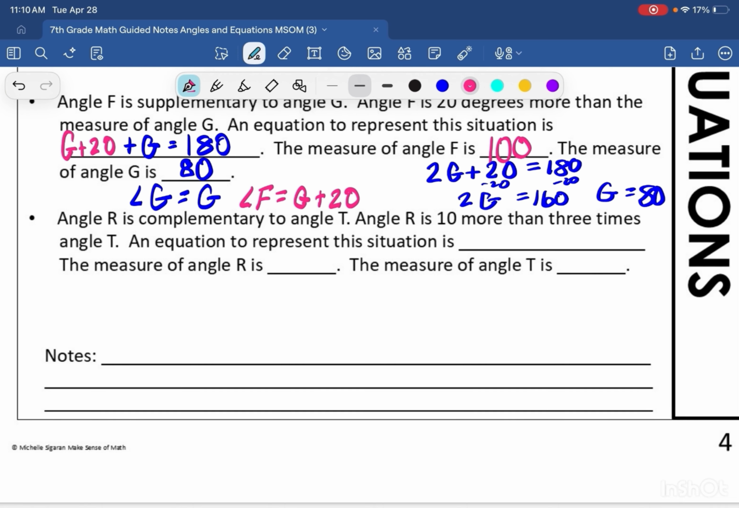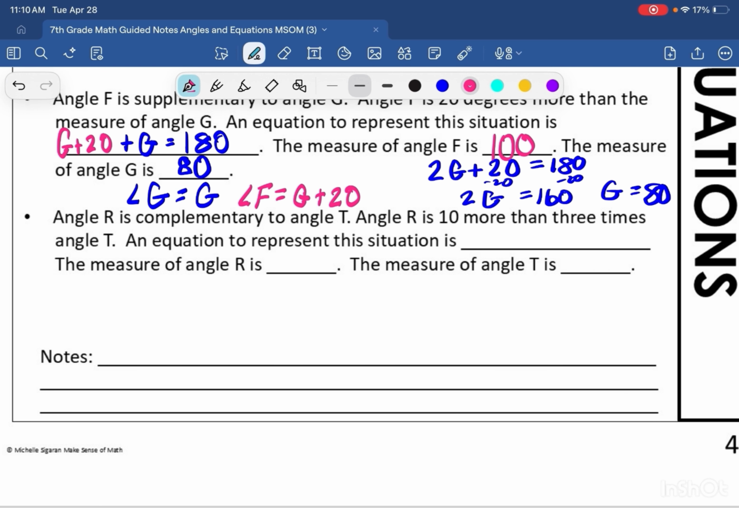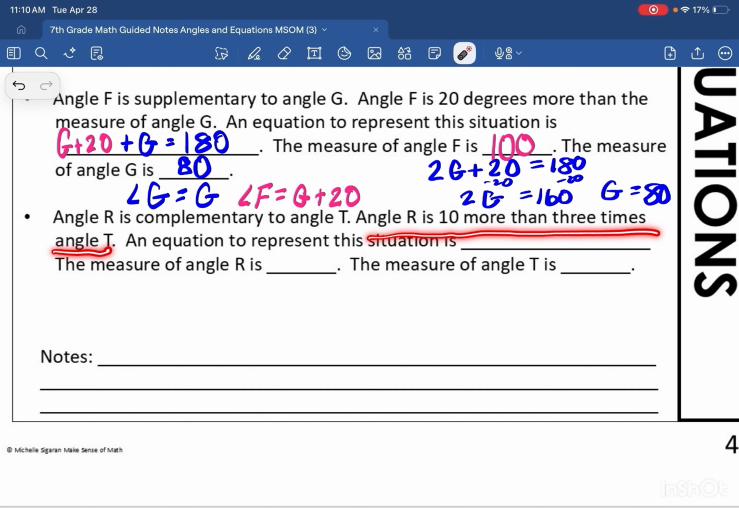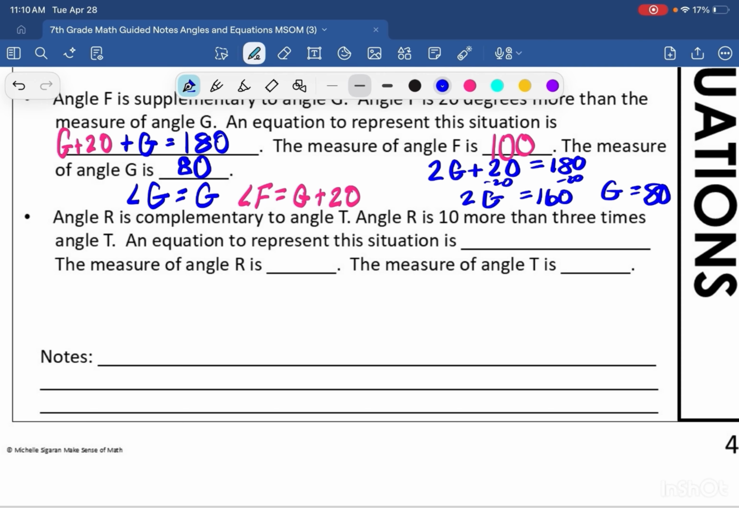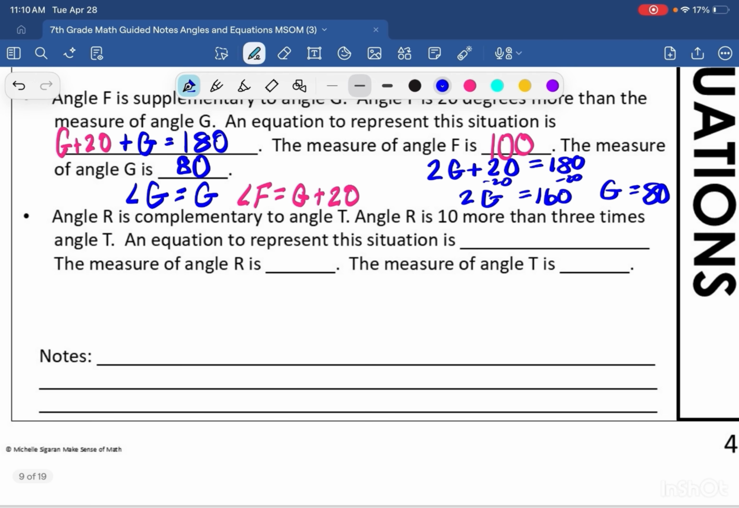Okay, last question. Let's do this. Angle R is complementary to angle T. Complementary, 90 degrees. Okay, angle R is 10 more than 3 times angle T. So I need an equation. I need the measures of each angle. What depends on what here? Angle R depends on angle T. So let's define angle T as T. And then we'll define angle R as 10 more than 3 times angle T. So 3 times T plus 10.